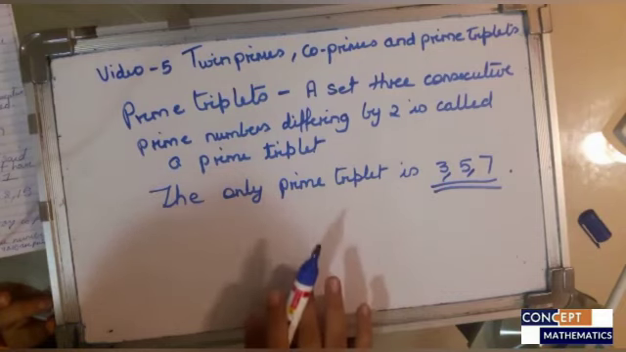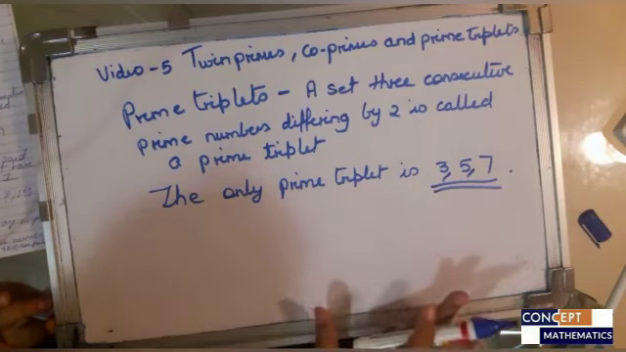You all have understood what twin prime, co-prime and prime triplets are.